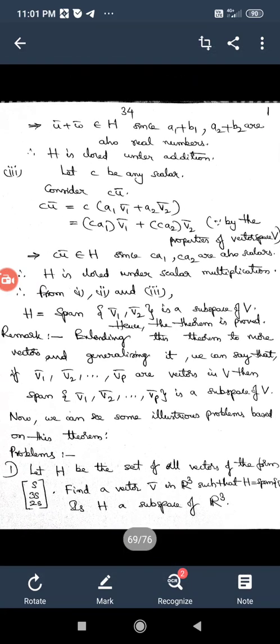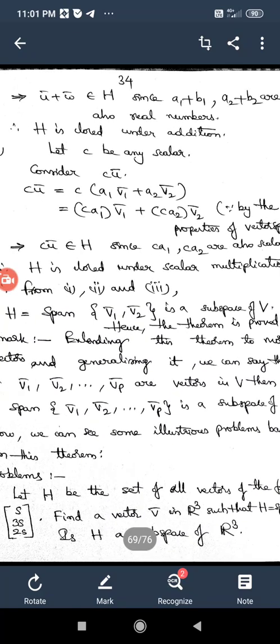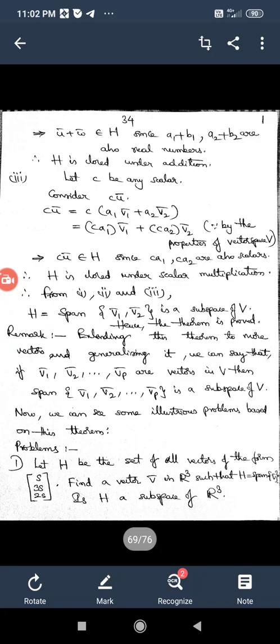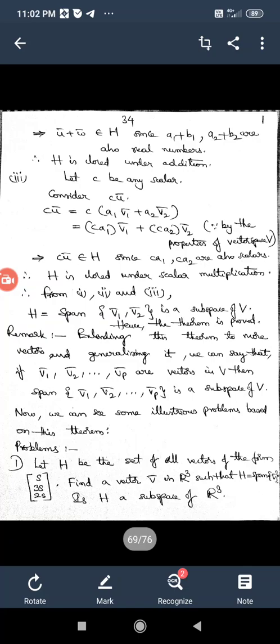And we have even extended this logic to more than two vectors and came to a generalization that span of v1, v2, so on vp is a subspace of the vector space V when v1, v2, so on vp are vectors in V. Now we can see some illustrative examples based on this theorem.